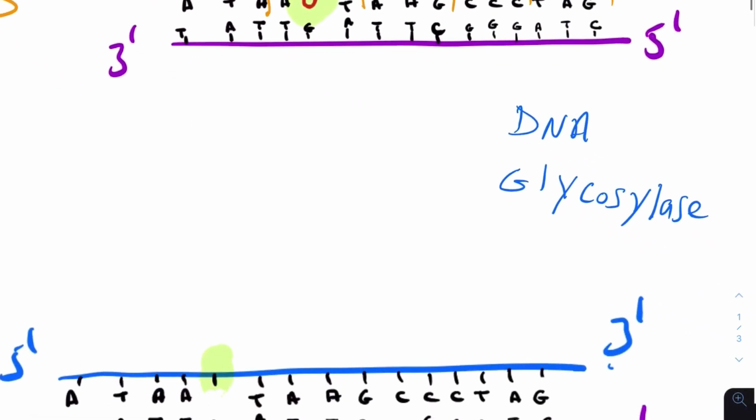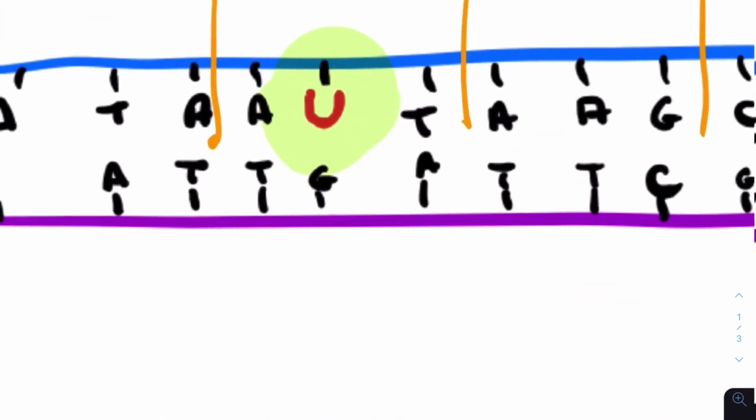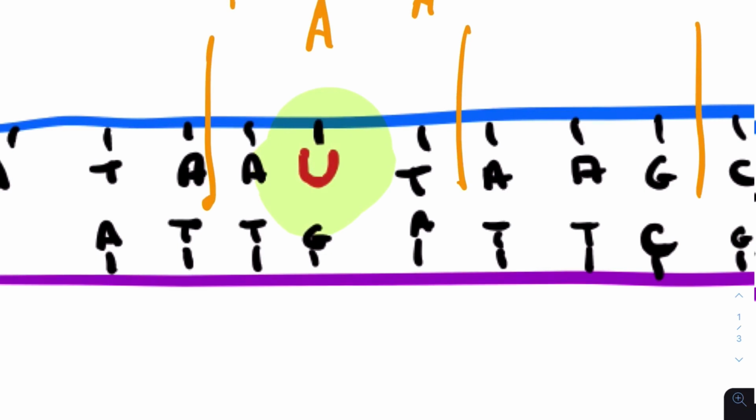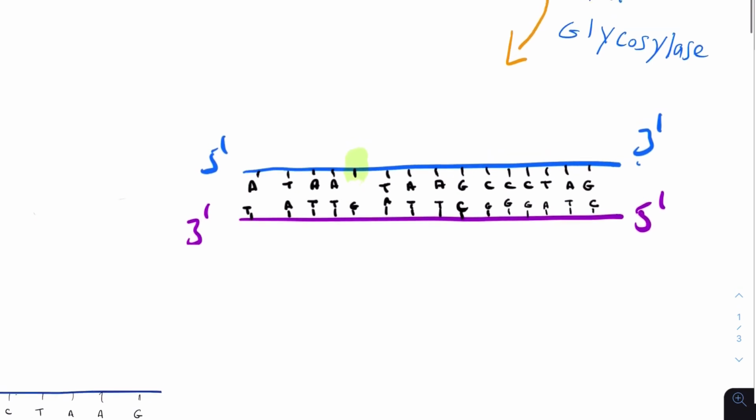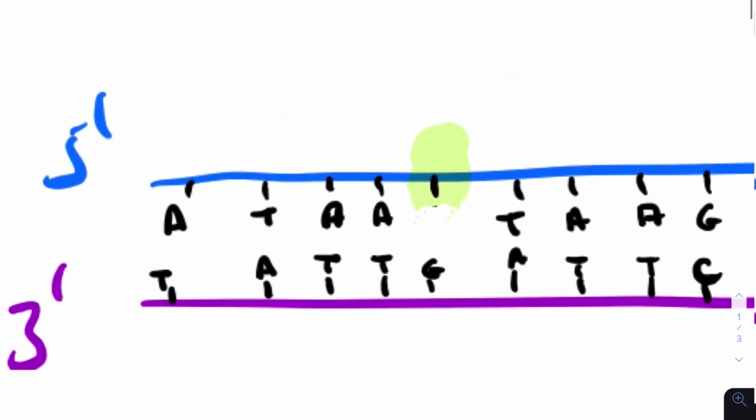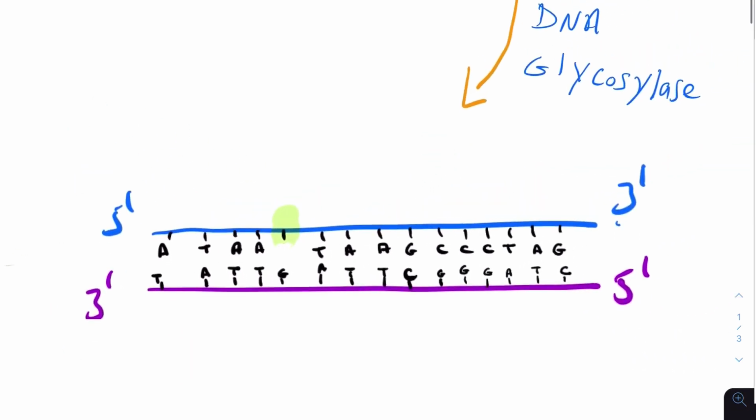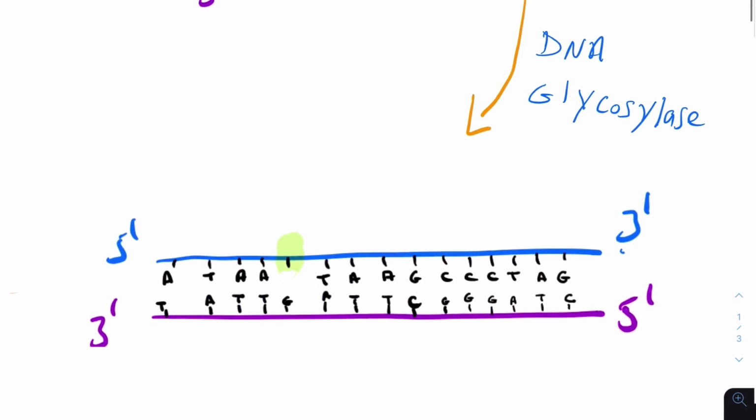Now the second part is, this enzyme DNA glycosylase comes in. DNA glycosylase is going to remove this uracil, this U that you see in red. It cleaves the N-glycosylic bond, and then it initiates the base excision. So the base gets removed from the DNA. And this is what we see over here. Now it's removed, as you can see, it's no longer here. This is what DNA glycosylase did: it came in and removed that uracil.